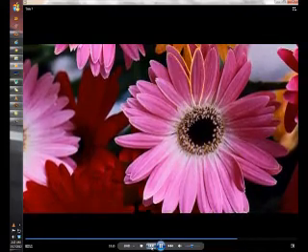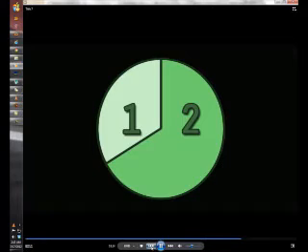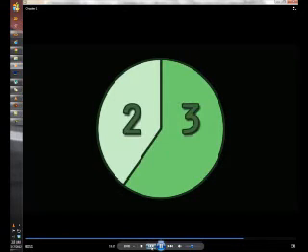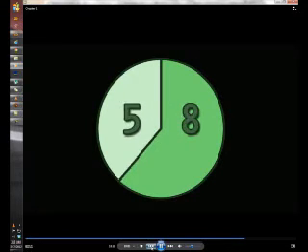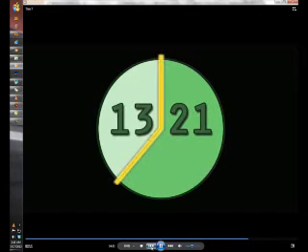Why are these numbers significant? As the Fibonacci sequence progresses, the relationship between successive numbers comes closer and closer to defining the exact value of the golden angle.